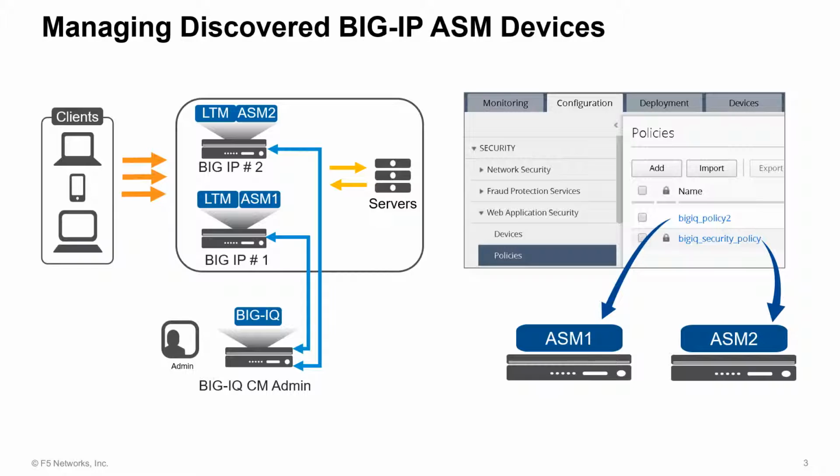On the right side, the BIG-IQ Web Application Security Policy Editor Policies screen lists application security policies discovered on BIG-IP devices. Each security policy is assigned a unique identifier that it carries across the enterprise. This ensures that each policy is shown only once in the policy screen, no matter how many devices it is attached to.